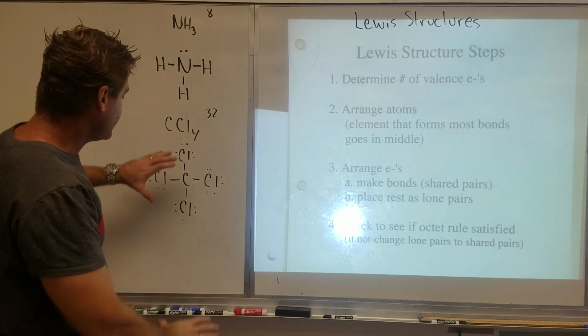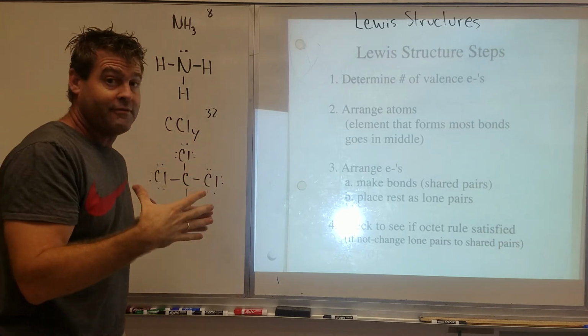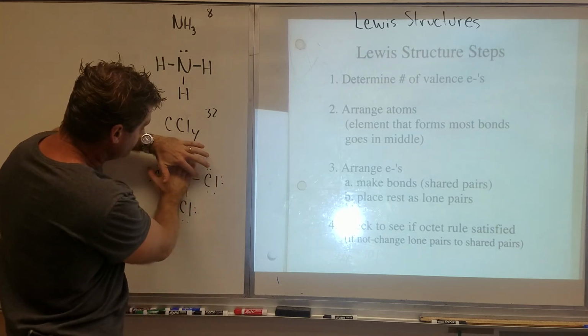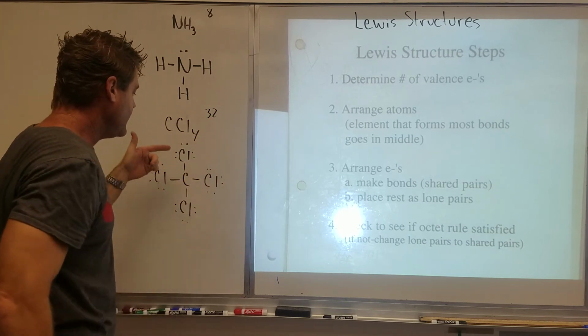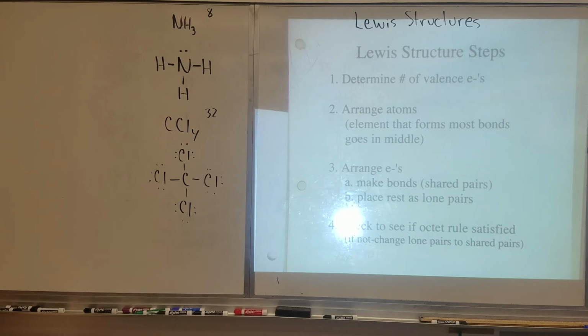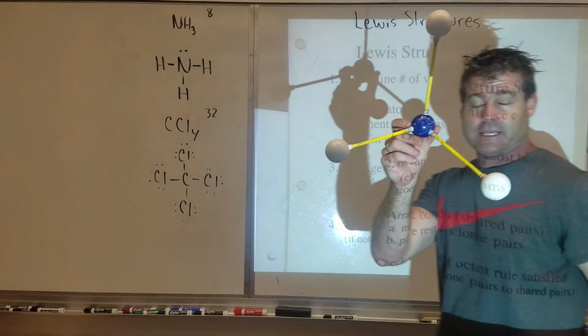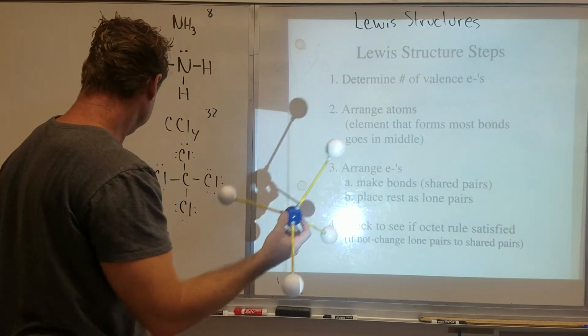Now I check to see the octet. You guys, is carbon good? 2, 4, 6, 8. Carbon's good. Carbon's happy, stable. What about each chlorine? 2, 4, 6, 8 for each one. It would look like this. And so how it would actually look, it would actually look something like this in 3-dimensional space, okay?